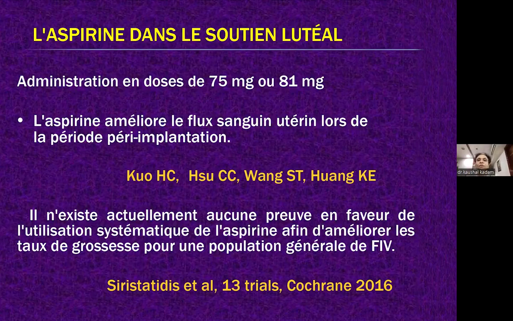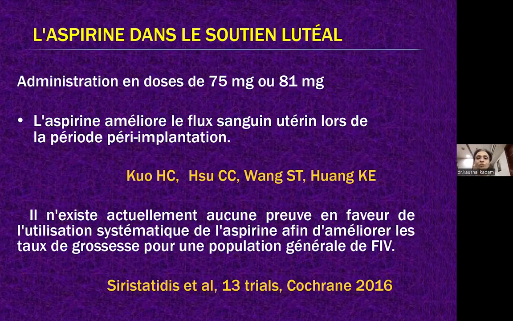Okay, so then we come to aspirin in luteal support. Aspirin is administered as baby aspirin, either 75 or 81 milligrams. What it does is it helps to improve the uterine blood flow in the peri-implantation period. Currently, there is no evidence that favors the use of aspirin in order to improve the pregnancy rates for the general IVF population.